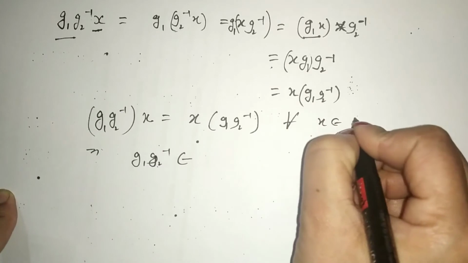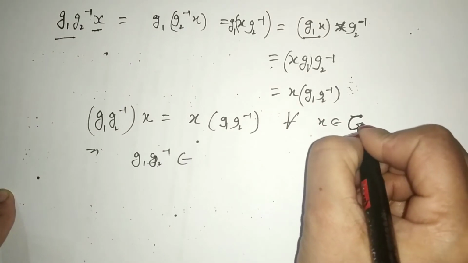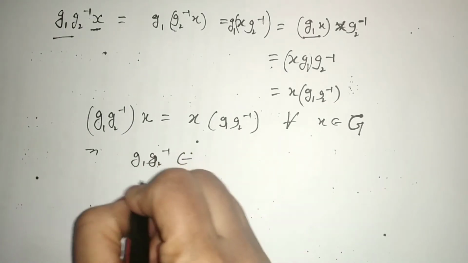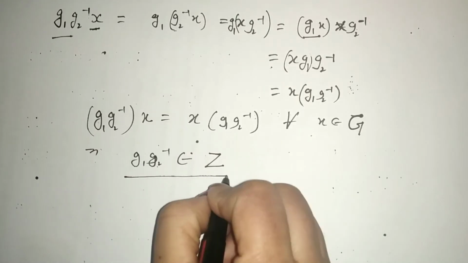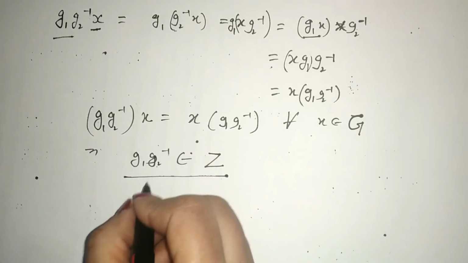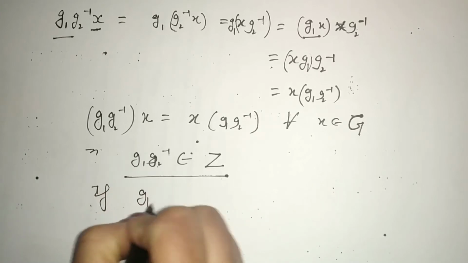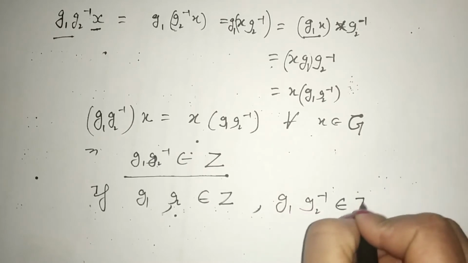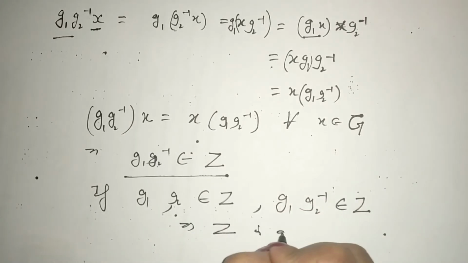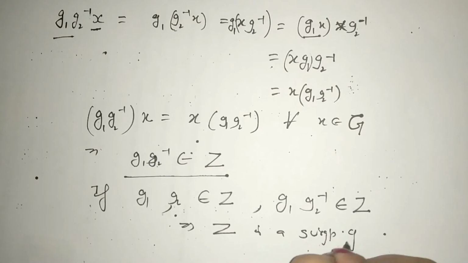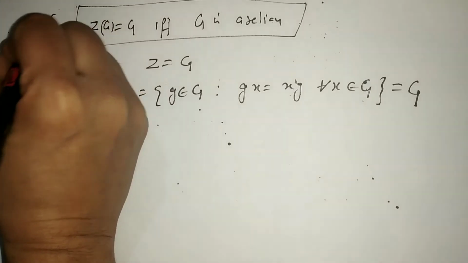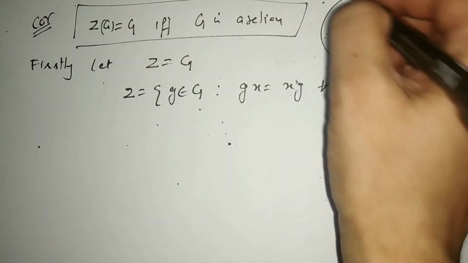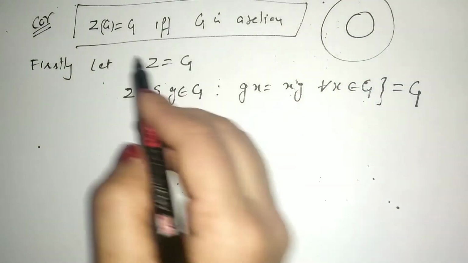For all x, because x was chosen as an arbitrary element of G, this commutes with x for every x, which means this element belongs to Z, this is an element of the center. So this proves the result that if G1 and G2 are two elements of Z, then G1 into G2 inverse also belongs to Z, which proves Z is a subgroup of G.